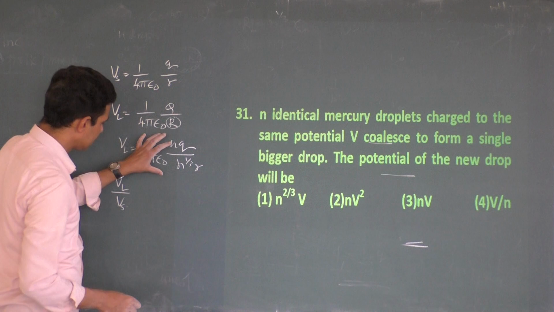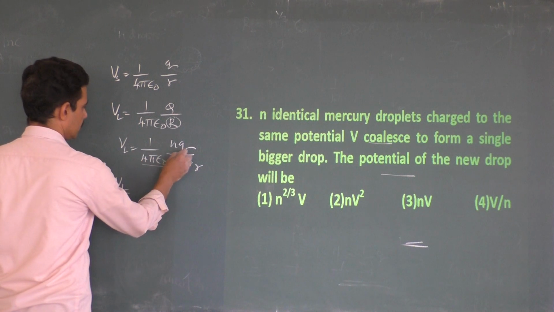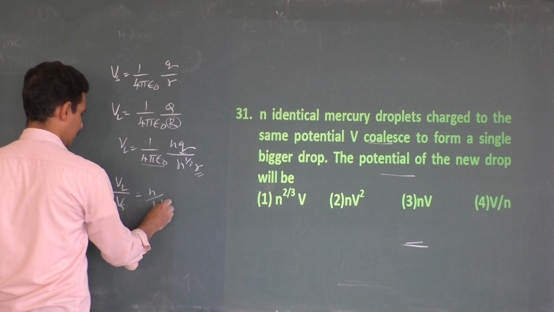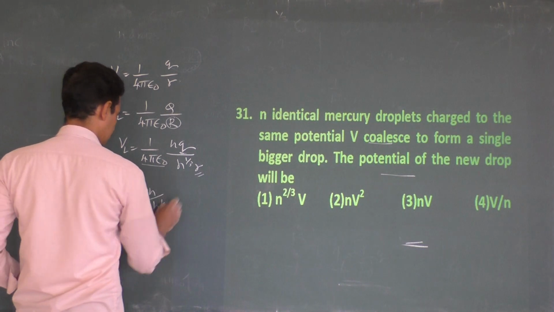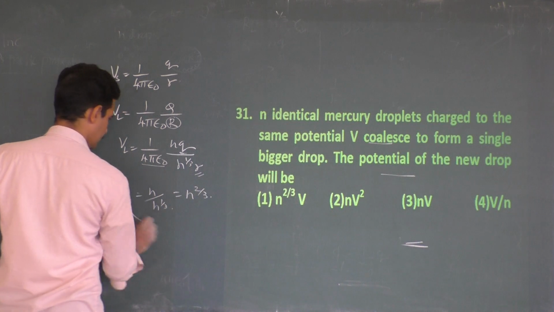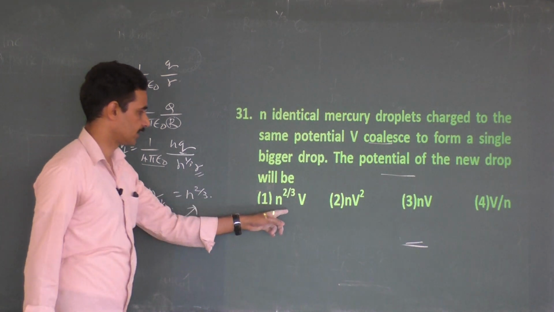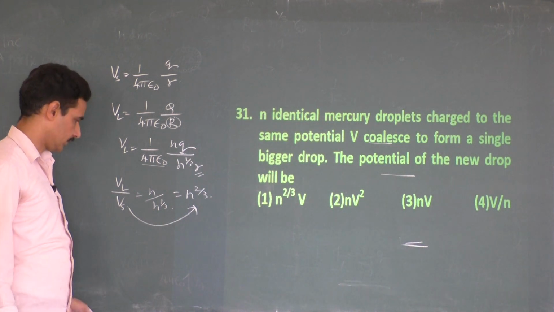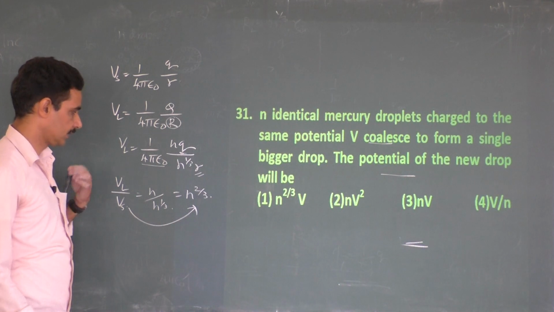What is the potential of the larger drop by the potential of the smaller drop? Everything that is here is also here: 1 by 4 pi epsilon naught q divided by r. What remains is n by cube root of n, which is n to the power 1 minus 1 by 3, n to the power 2 by 3. Bring this here. The potential of the larger drop is n to the power 2 by 3 times the potential of the smaller drop. That's all.